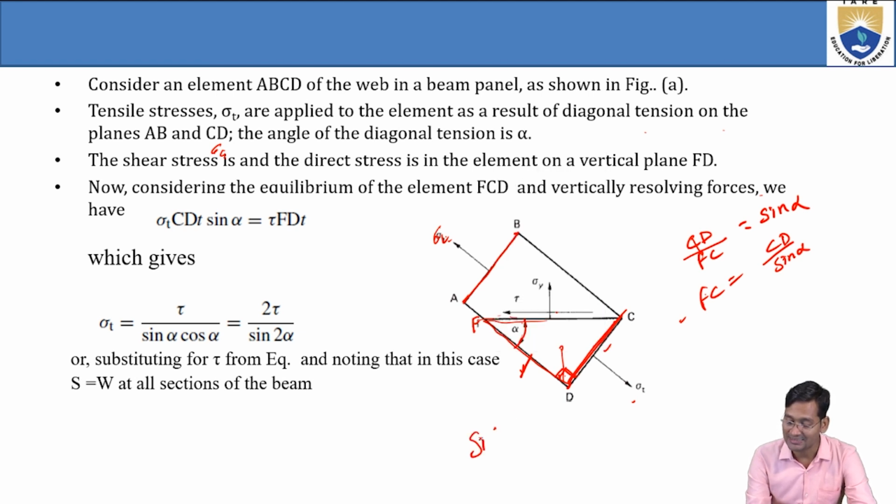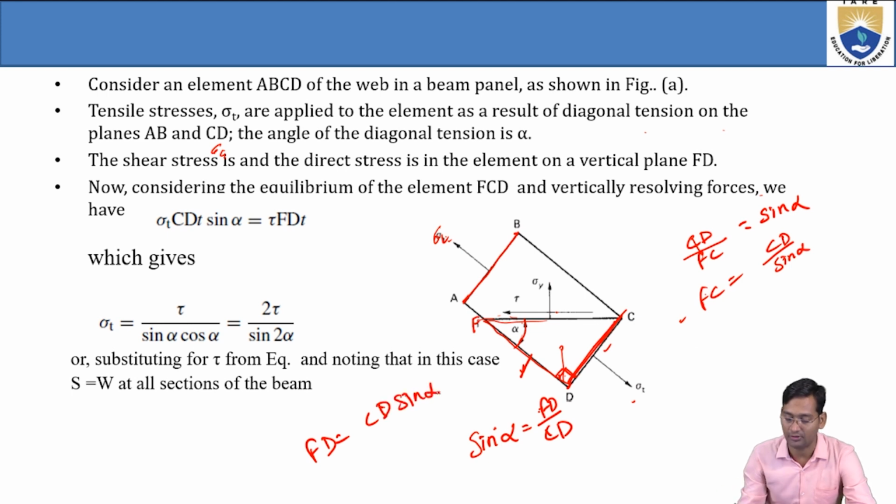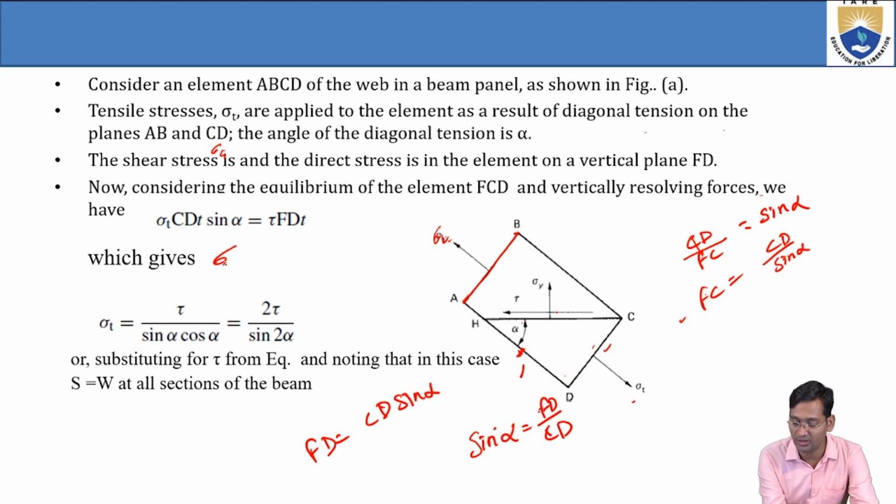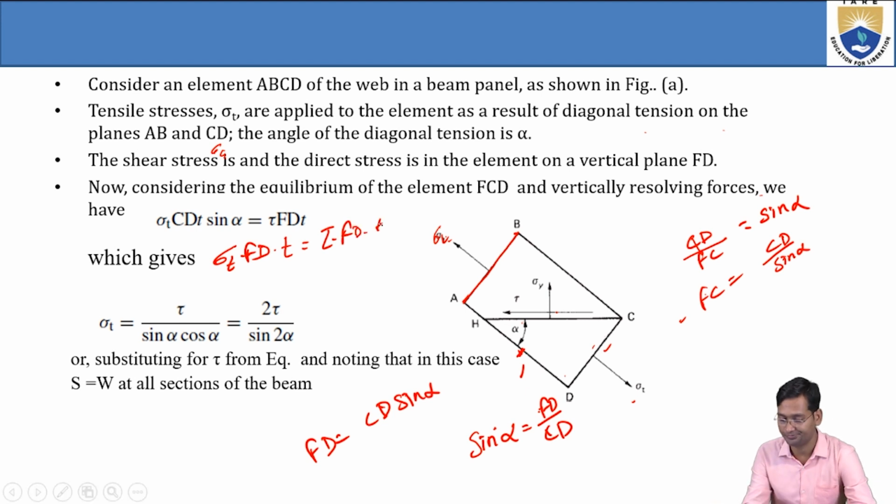So now in that case sine alpha will be equal to FD by CD. So from here FD equals CD sine alpha. Now whatever FD is there, FD into thickness will be the area of this one. FD is the length and into thickness is the area. So for the first area, sigma T into FD into T equals tau into FD into T.